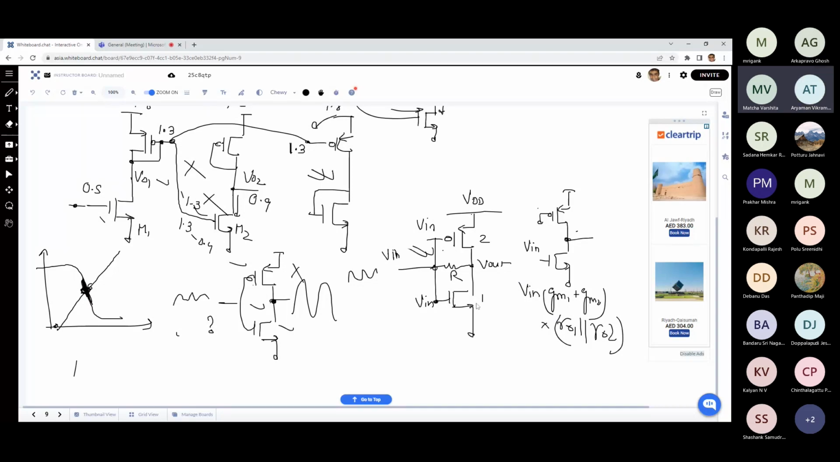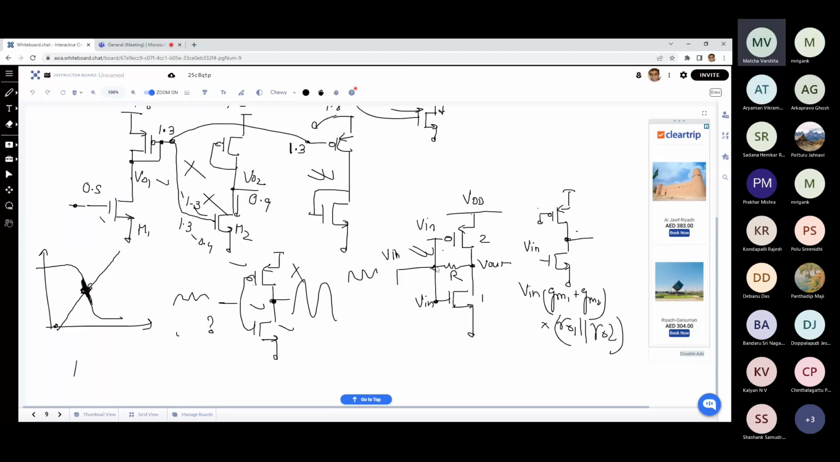With a large resistance we keep the DC value the same, but how do we calculate that? In the transfer characteristics, if you have two curves, V out equal to V in and this transfer characteristic, the intersection will be the point where the DC value will lie.